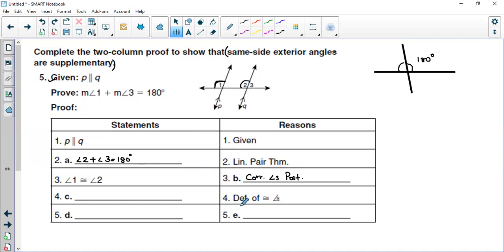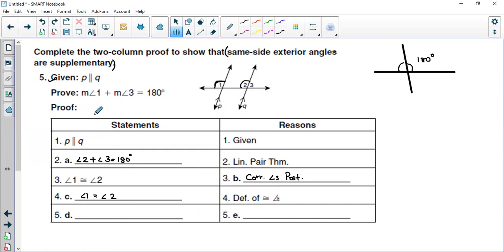Now the next reason given for us is the definition of congruent angles. So which are the two congruent angles here? Congruent angles mean the equal ones, right? Which are equal? Angle 1 and angle 2 are equal. So we say angle 1 is equal to angle 2. That's what they want, which is the definition of congruent angles. Now finally we write what is in the statement side. We are going to write what is the proof.